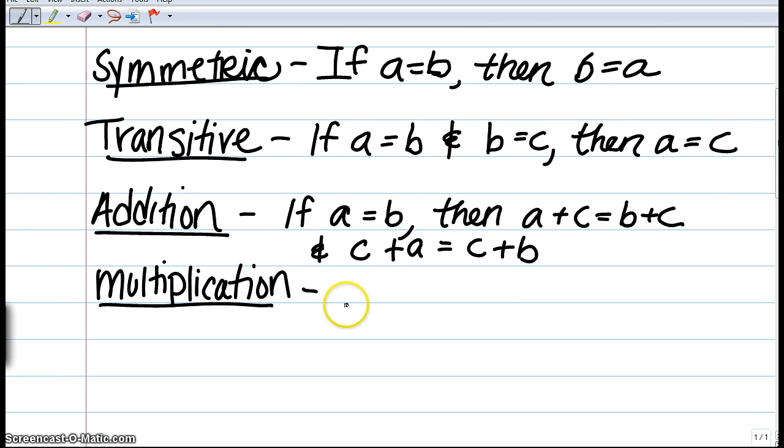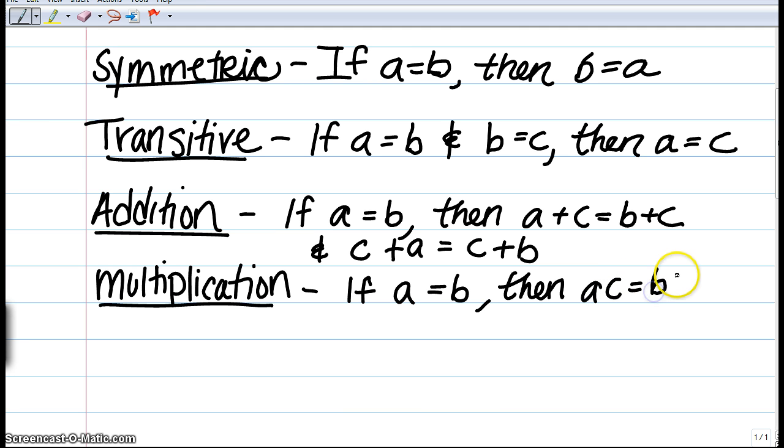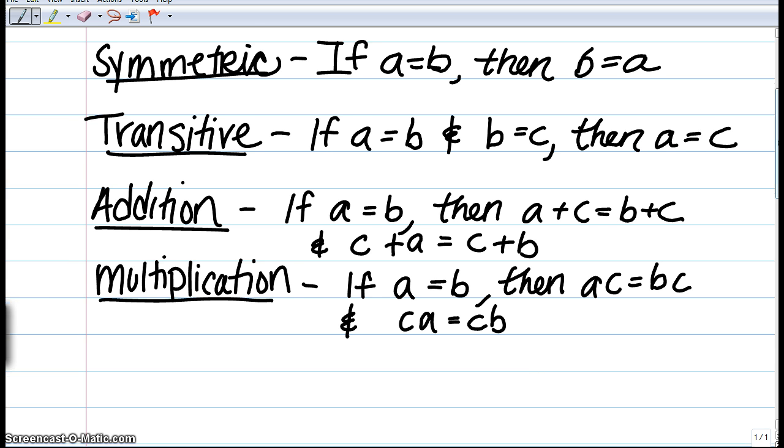Multiplication property is if A equals B, then AC equals BC, and CA equals CB. So if you multiply by the same number to both sides, they're still going to be equal.